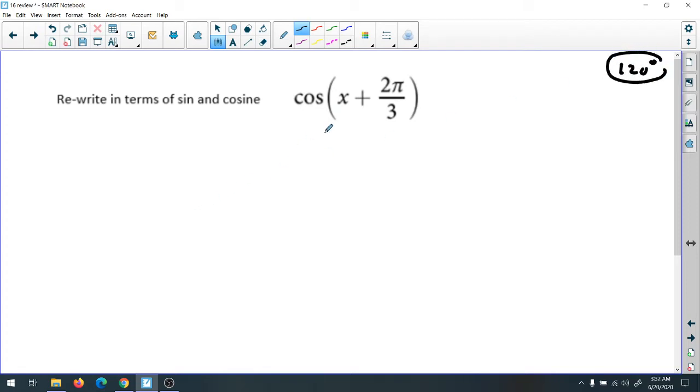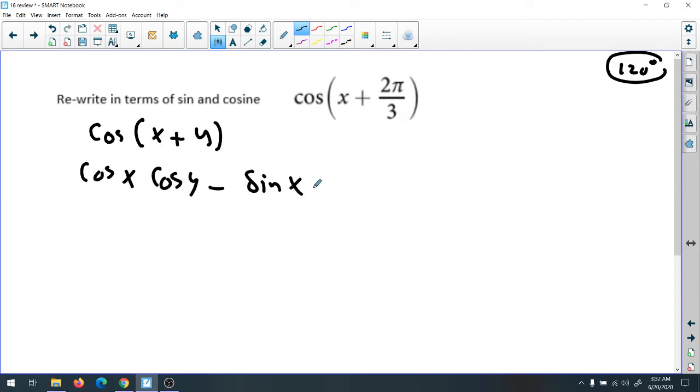We apply cosine of a sum, which is cosine cosine minus sine sine. Let me remind you of the formula: cosine of x plus y equals cosine x cosine y minus sine x sine y.